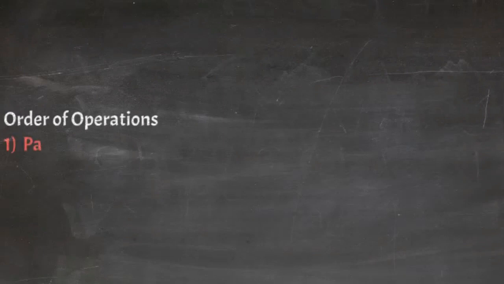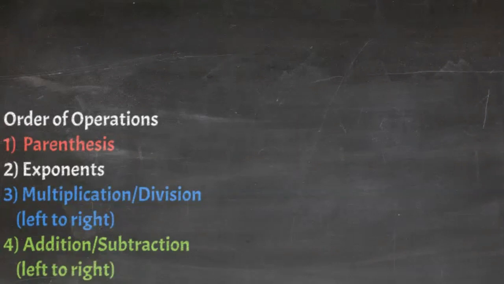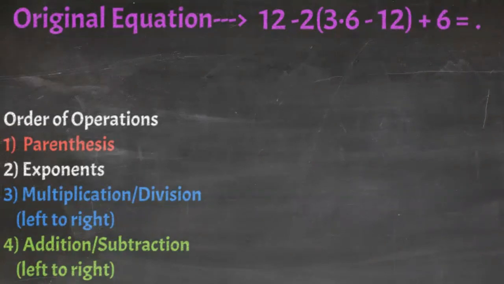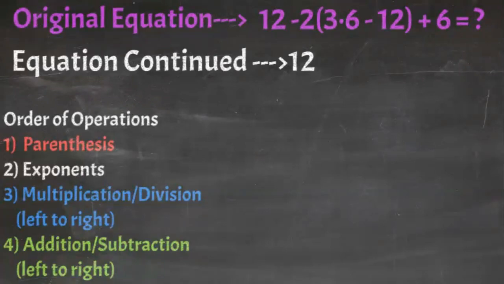So here's the list of order of operations real quickly for you. So here's the original equation we started with on the first slide. 12 minus 2 times the quantity 3 times 6 minus 12 plus 6. So the equation continued from the previous slide after we did the parenthesis is 12 minus 2 times 6 plus 6.